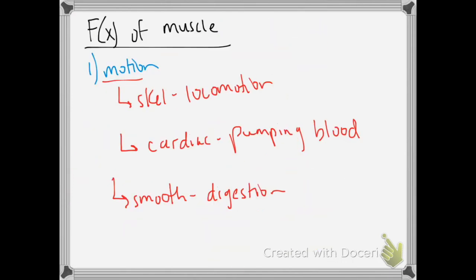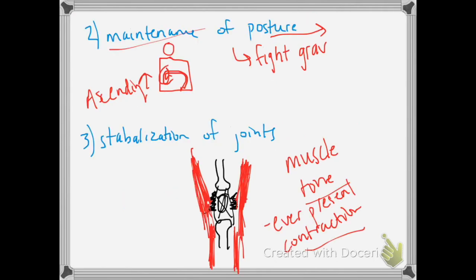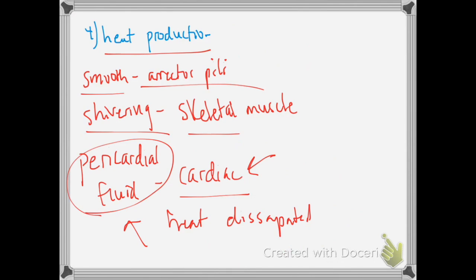Okay, so like I said, when I think of functions, I think this is the result of contraction. So what happens when you contract? You move things. What happens when you contract? You get this maintenance of posture from muscle tone. You get this stabilization of joints from the muscle tone. Again, muscle tone is just contraction. And then this heat production, we just showed 3 examples of that as well.